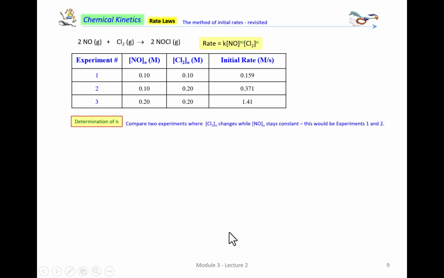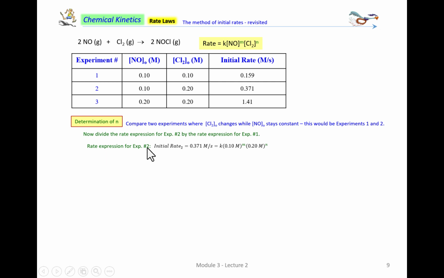What we need to do, as before, to find n is compare two experiments where chlorine changes and NO stays constant. That would be experiments 1 and 2. And we'll divide the rate expression for experiment 2 by the rate expression for experiment 1.